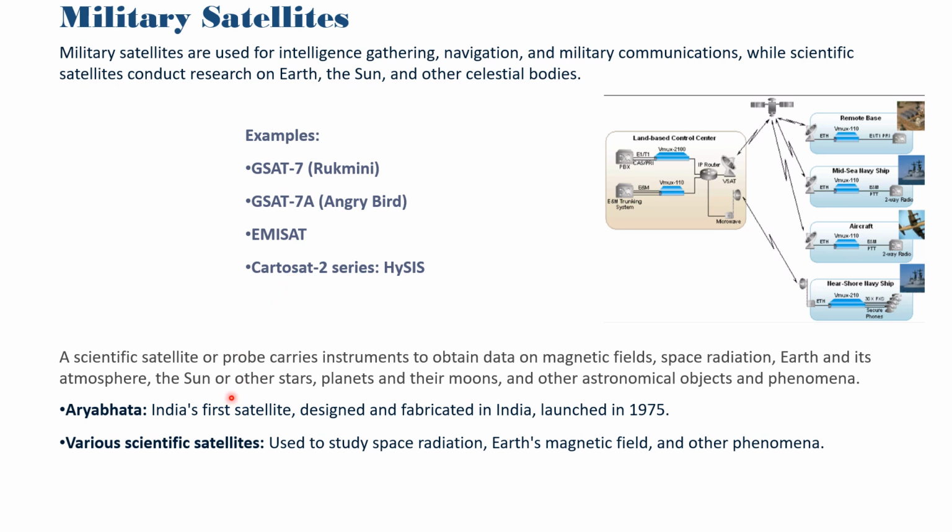A scientific satellite or probe carries instruments to obtain data on magnetic fields, space radiation, Earth and its atmosphere, the Sun or other stars, planets, and their moons, and other astronomical objects and phenomena. Aryabhatta, which is India's first satellite, designed and fabricated in India, was launched in 1975. Various scientific satellites were used to study space radiation, Earth's magnetic field, and also other phenomena.